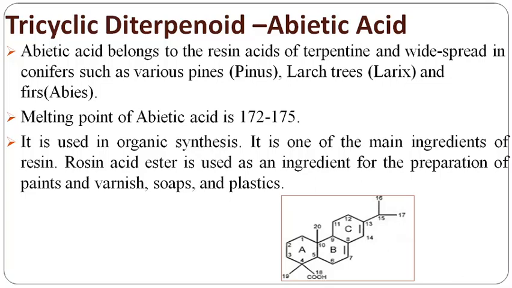This is the structure of abietic acid. You can see it is a tricyclic compound containing 3 rings. 2 double bonds are present and the ring is a heteroannular diene. An isopropyl group is present at position 13, 1 angular methyl group at position 10. At position 7 there is 1 methyl group, and the carboxylic group is present on the tertiary carbon atom 4.